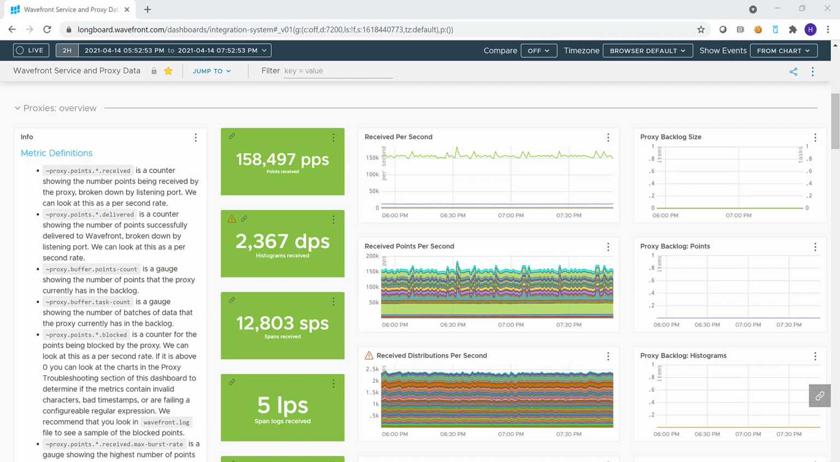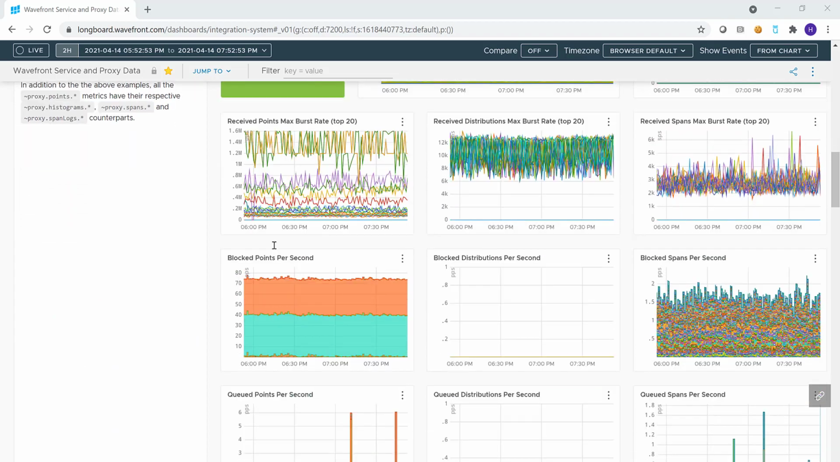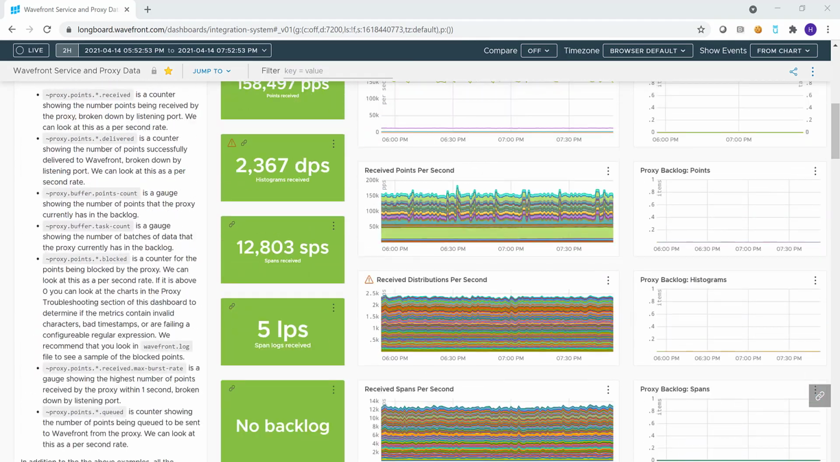For high-level monitoring, that's it. But we do have more granular information below that provides you with more insights into your environment. Please take a look and reach out to support if you have more questions.